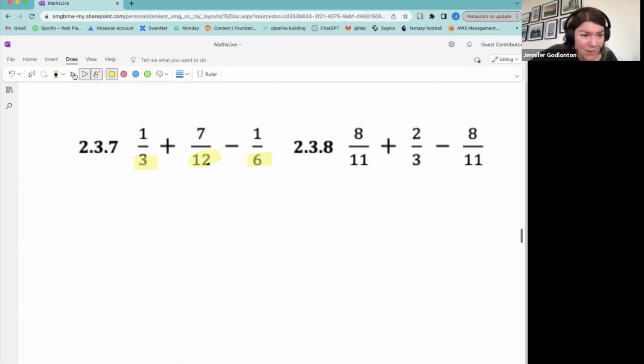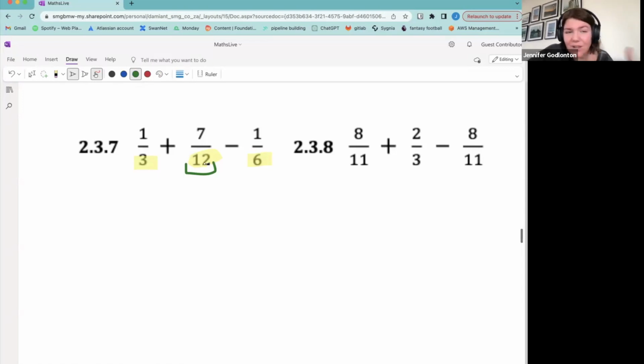So now we have to figure out what our lowest common denominator is. So we need to figure out, of these numbers, what's the lowest one we can go to. The first thing that you kind of want to do is see if any of these work. So for example, 12: 3 goes into 12 and 6 goes into 12. So then we know 12 works.